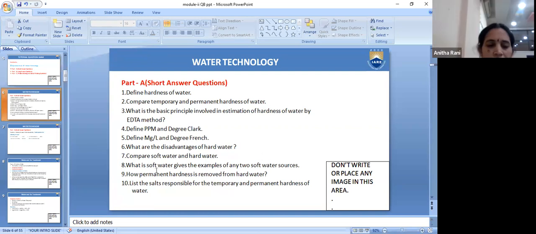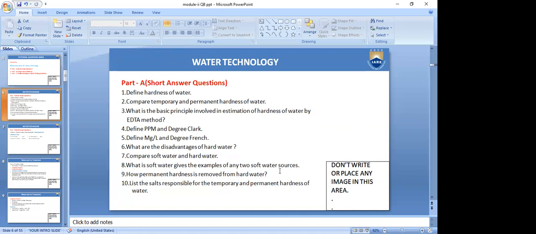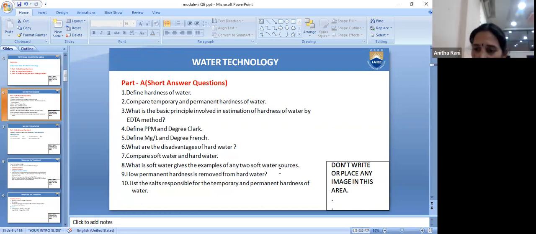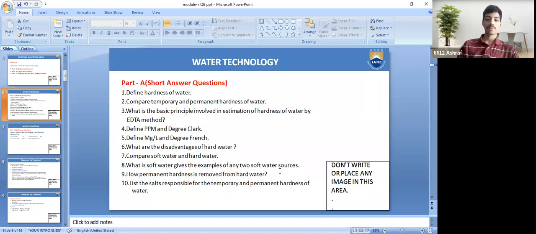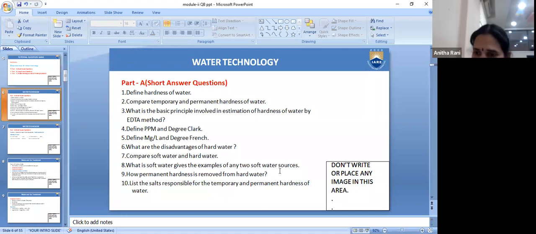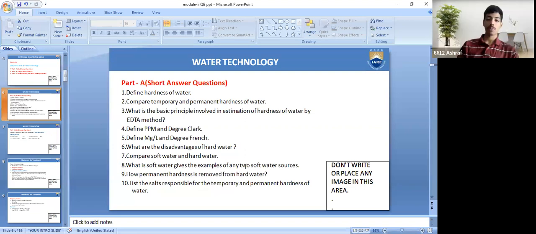What is soft water? Give examples of any two soft water resources. River. River, river soft water? Rain. Impurities will be there, ma'am, in river. In river, impurities will be there. Rainwater, hello. Yes. No impurities, ma'am.